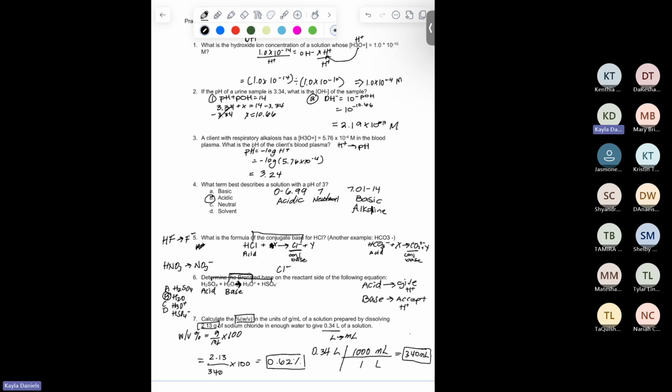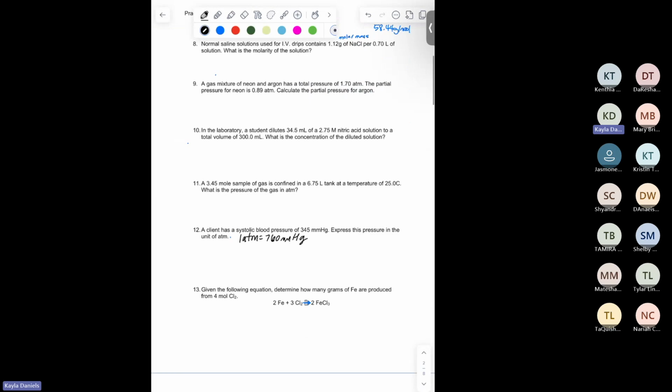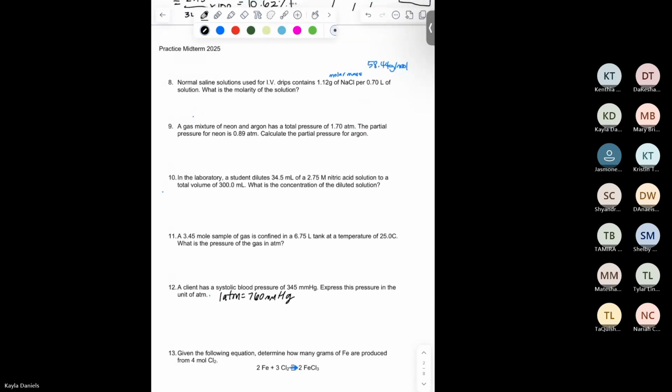All right, any questions on this first page? All right, take any photos, screenshots, whatever. Okay. I left some writing on here from the last time.